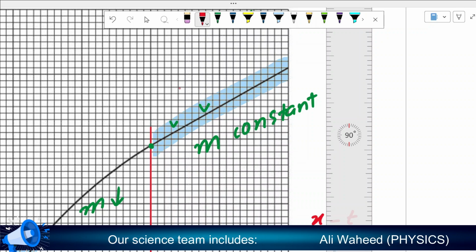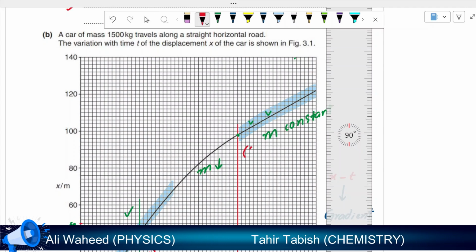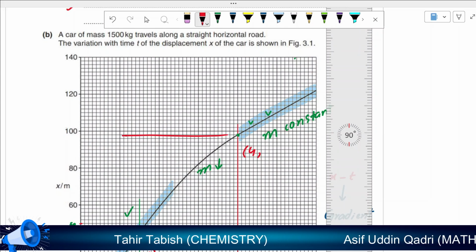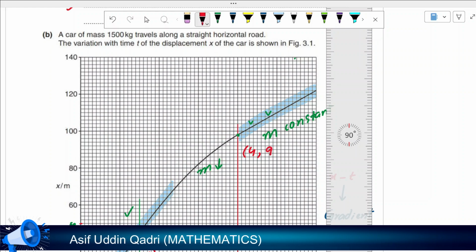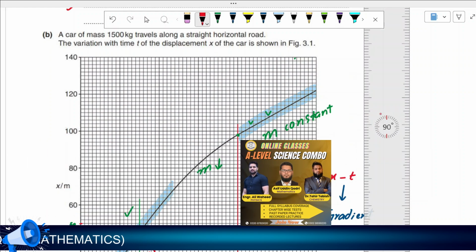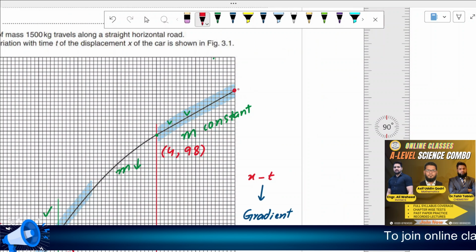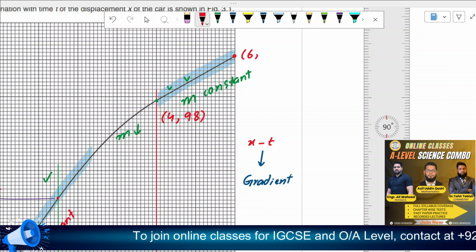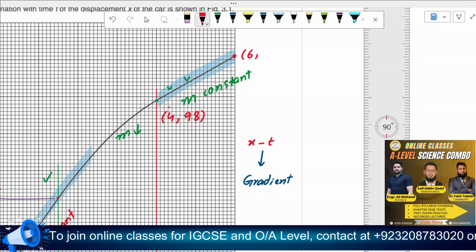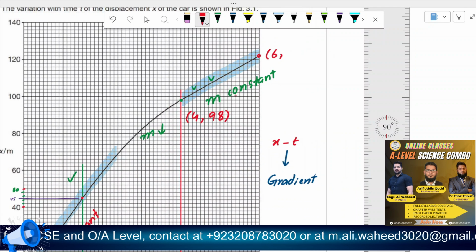The first point would be, let me read the coordinates. The x coordinate is 4, and what is the y coordinate? One line below 100, 98. And then I can choose the last point, 1 point over here. The x coordinate is 6, and the y coordinate is 120, and then one line above 120 would be 122.